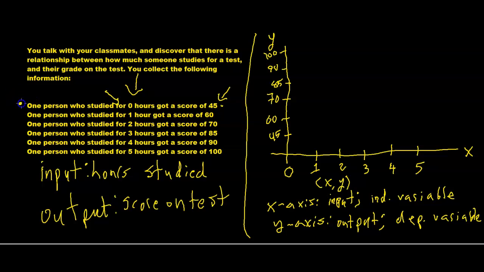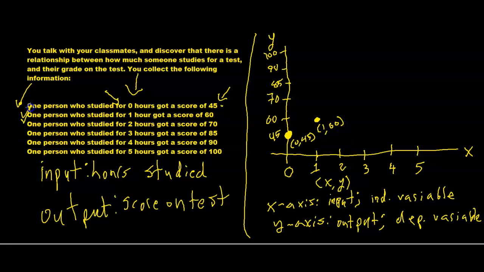Let's graph data point 1 for the first person who studied for 0 hours and got a score of 45. We would graph this right here. We would look at our x-axis to find the input of 0, and we would then go up to our output of 45. And this point is described by the ordered pair 0, comma, 45. Let's plot our second data point. That person studied for 1 hour and got a score of 60. So that data point is plotted right here. This is data point 2, and it is described by the ordered pair 1, comma 60.